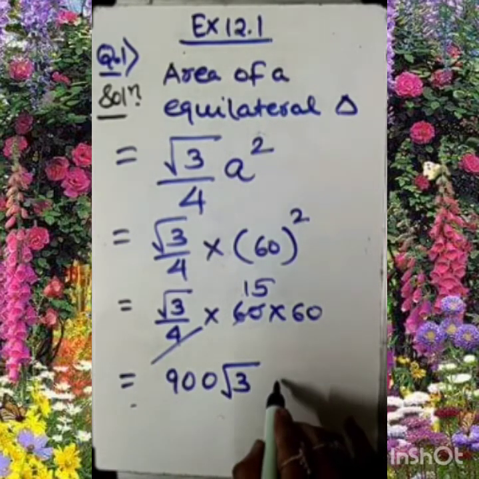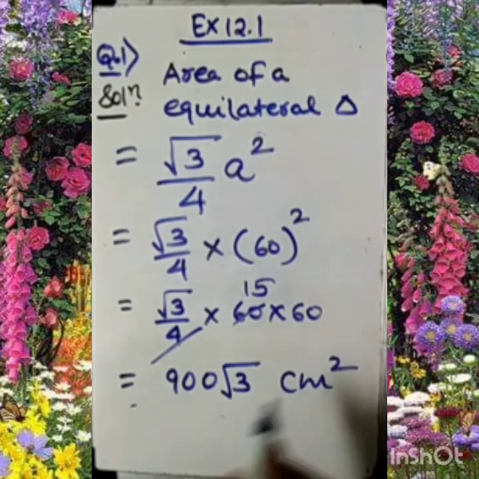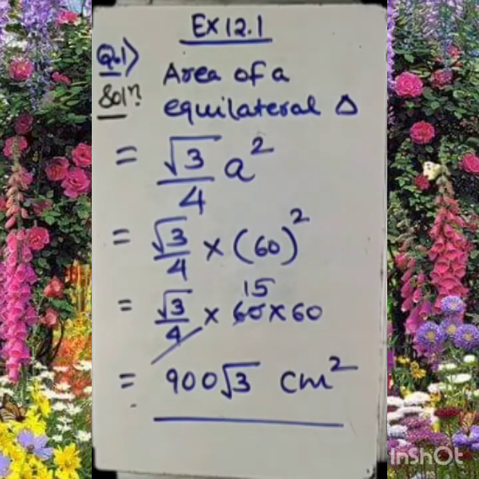Yes, student, as we know, this is the area, so its unit will be centimeter squared. So finally, I can say the area of the equilateral triangle is 900 root 3 centimeter squared. This is the complete solution of question 1. Remember?